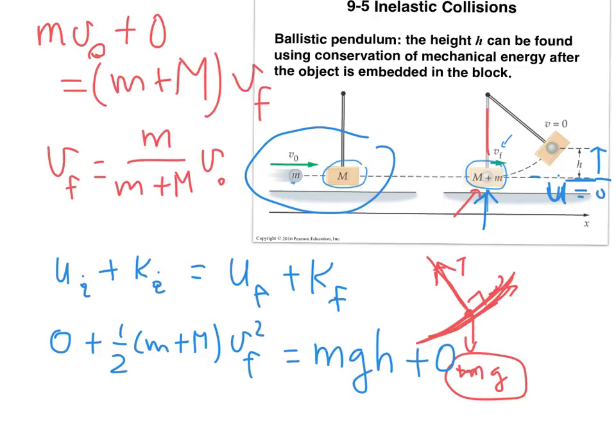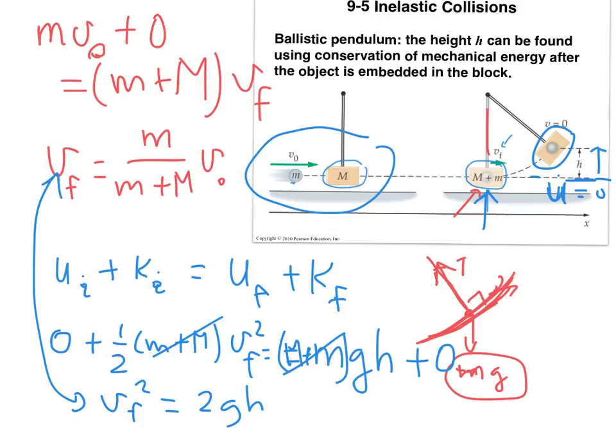Sorry, this is not m, but big M plus little m, right? It's the whole mass. And you notice that the masses cancel, and you have that V final squared is 2gh. So there are two relations here, and depending on what you want to solve for, you can figure out whatever you need to figure out. For example, in your lab, you want to find V naught. You just substitute Vf into this equation and then solve for V naught.